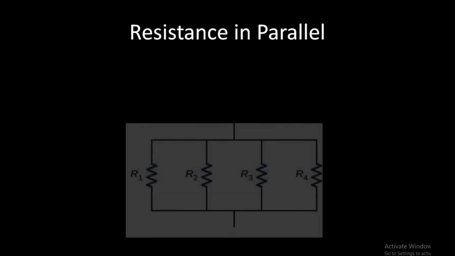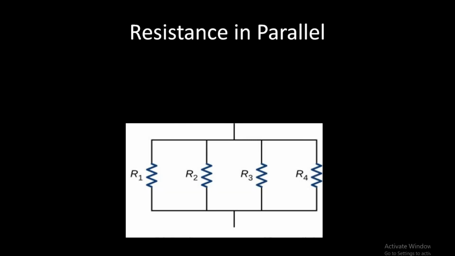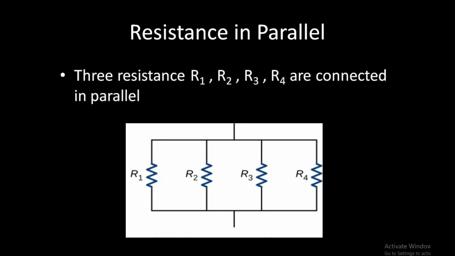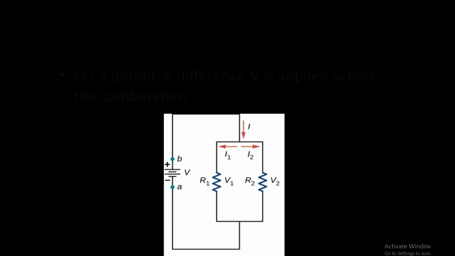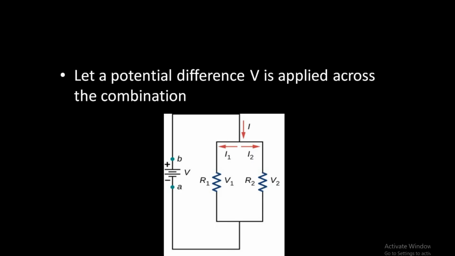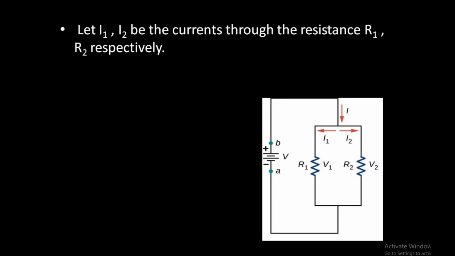Now there are four resistances, R1, R2, R3 and R4. These four resistances are connected in parallel and a potential difference V is applied across the combination. Here there are two resistances R1 and R2 in a parallel combination and a potential difference V is applied across it. So let I1 and I2 be the currents through the resistances R1 and R2 respectively.